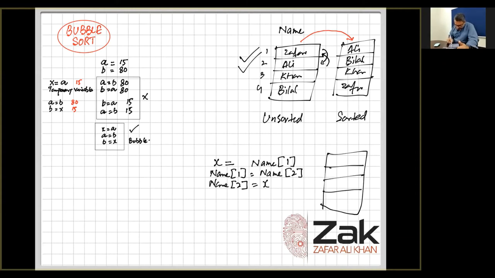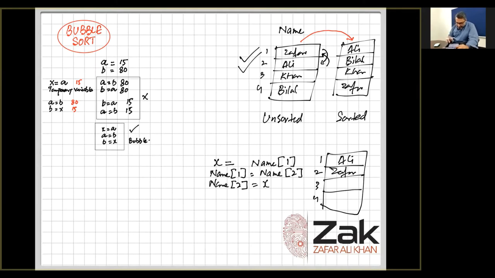One, two, three, four. When I say X is equal to name one, it would have Zafar in it. So the value of X will become Zafar. Then I say name one is equal to name two. So it means that Zafar will be gone. Ali will take over it. And then name two is equal to X. So X was Zafar. So that is how we exchange two values.